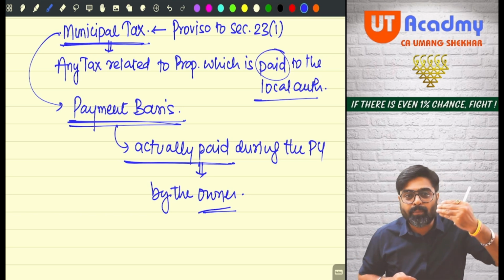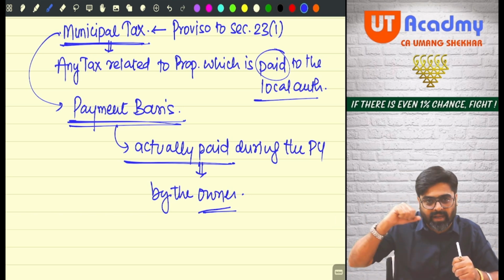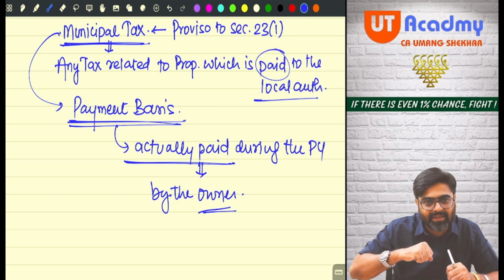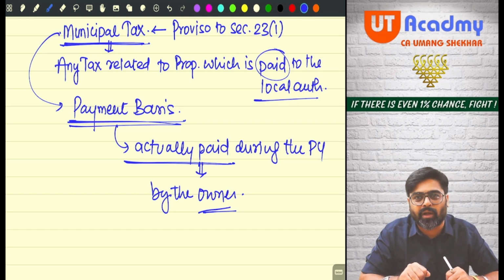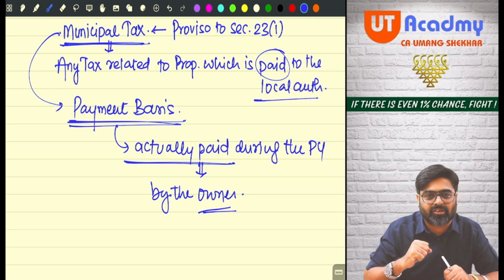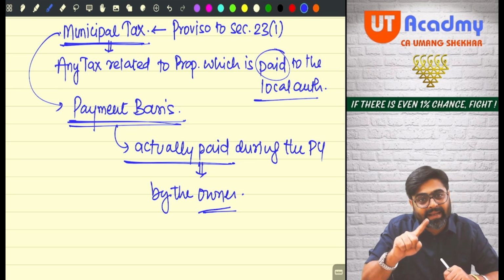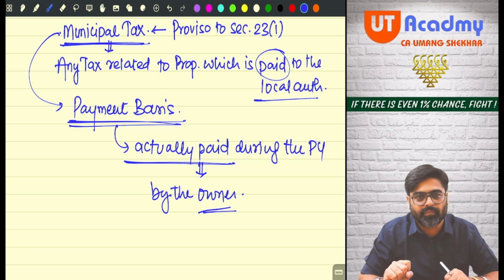Meaning that if you are paying the municipal tax and later on recovering those taxes from your tenant, then there is no burden on your pocket. The burden you have shifted to your tenant, you have recovered the taxes from your tenant. Getting my point? Then in that case, it will not be allowed.